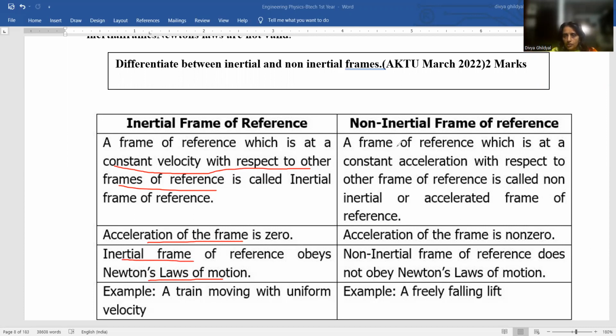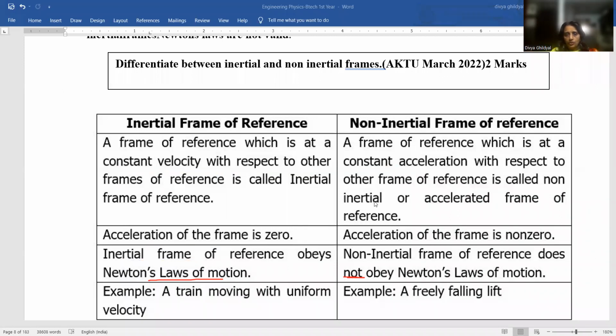The non-inertial frame of reference, constant acceleration. Acceleration of the frame is non-zero. Non-inertial frames do not obey Newton's laws of motion. For example, a freely falling lift.